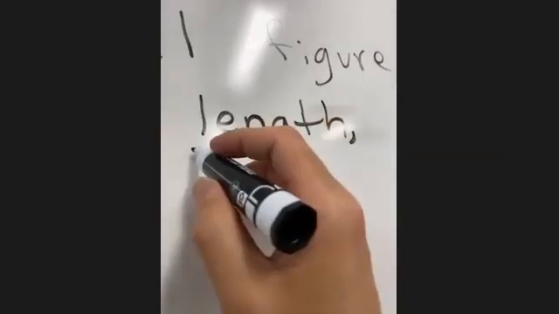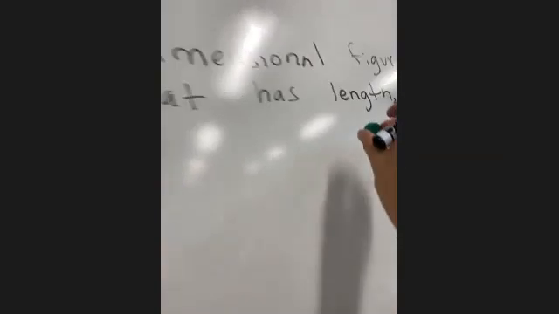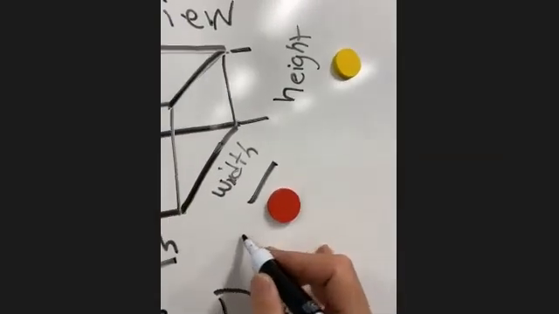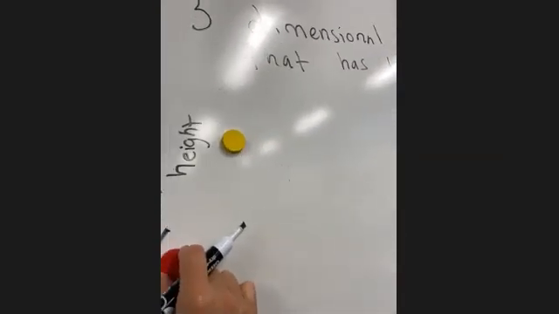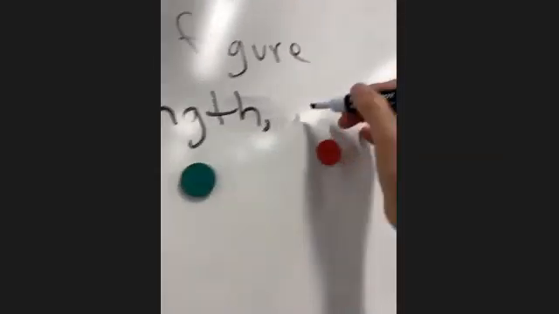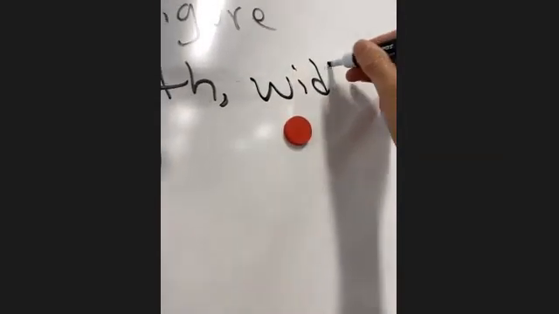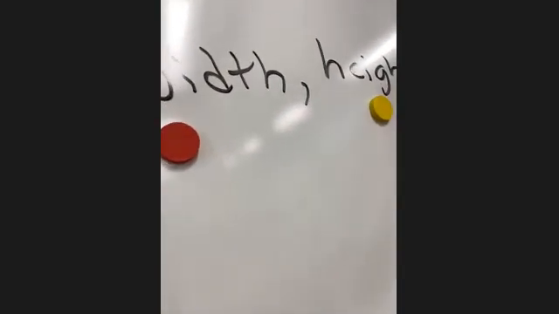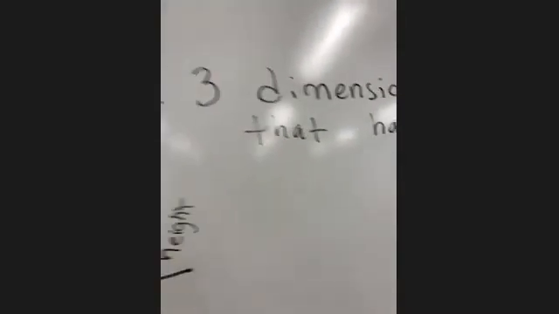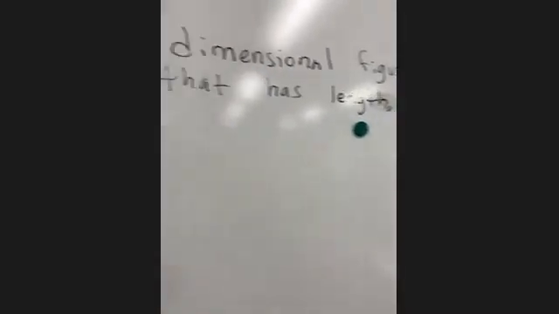Class, what else? Length in green. Now we go to the red. What does it have, class? What's the second dimension? Width. Good. And then it has a third dimension called height, which is in yellow. So I'm teaching them how to break things down, parents. And then who could tell me what do you do with the length, with the width, and with the height?